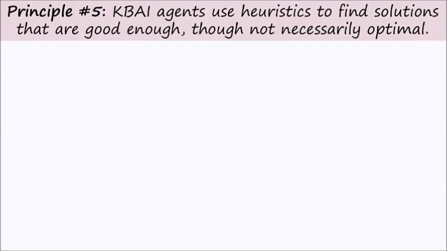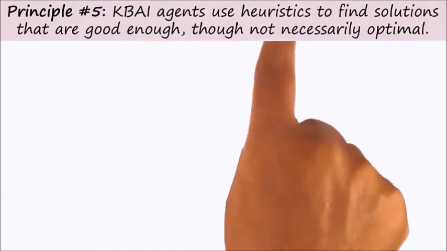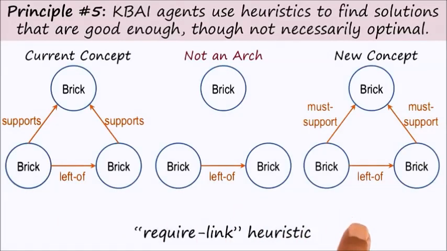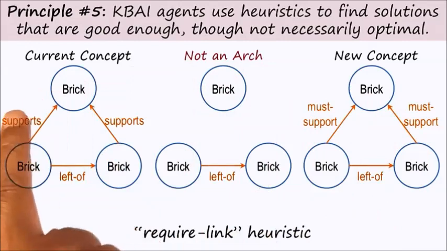It's just good enough. Further, AI agents use heuristics to find solutions that are good enough. They do not do an exhaustive search, even though exhaustive search might yield more optimal solutions, because exhaustive search is computationally costly. We came across this notion of heuristic search several times in this course. One place where we discussed this in some detail was in incremental concept learning.